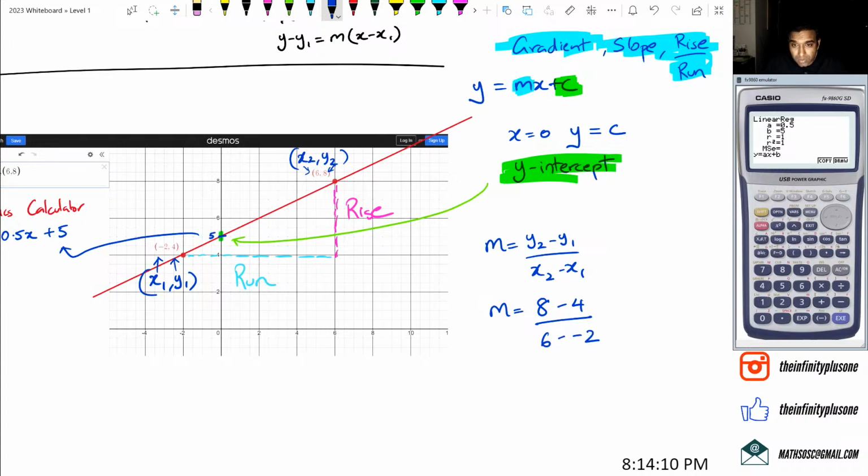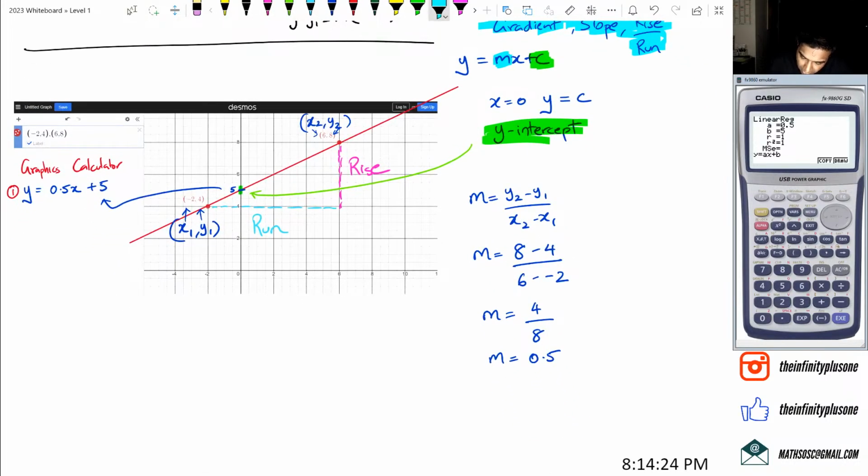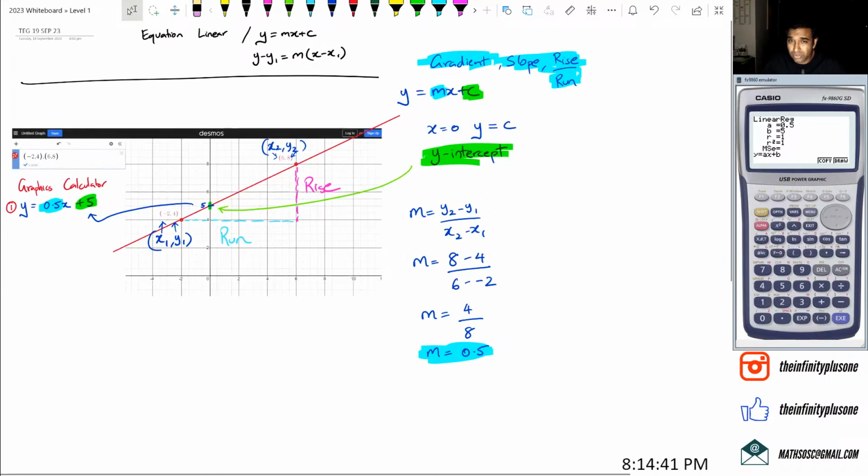So it's going to be -2. When we do this, we get m is equal to 4 divided by 6 plus 2, which is 8, and 4 divided by 8 is 0.5. What you will notice is that in the original answer from the graphics calculator, we had 0.5 as the gradient. We also had the +5 as our y-intercept. So at this point you have two options. You could go and use the original equation, y equals mx plus c, or you could use the second equation. It doesn't really matter.